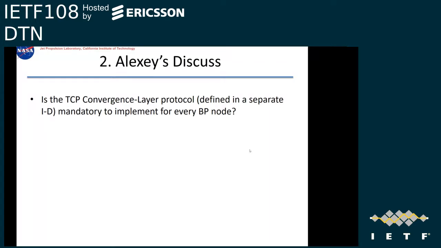Sorry, go ahead. Okay, so I have had to run over one-way links, and that did not permit me to use TCP. What about folks who have that situation?